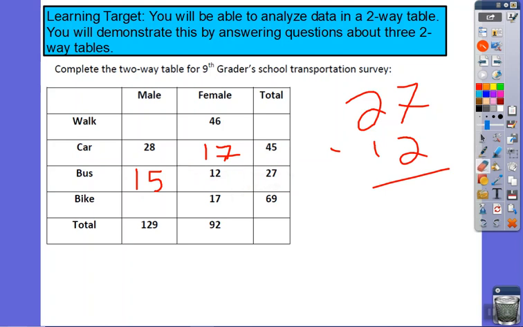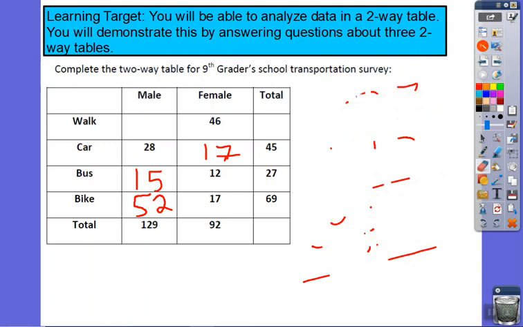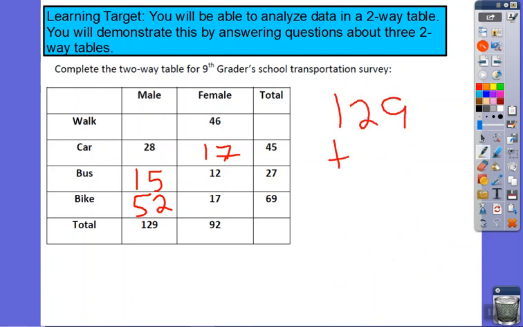Our next one down below, 69 and 17, and how many ride the bike? So I'm going to take the 69 and subtract 17 from there. That gives me 52. And I could go over to the total down here, and I could figure out how many total by adding the two that are there. I see 129 males, I see 92 females, so if I add that all up, that is going to give me 221 people altogether that we polled.